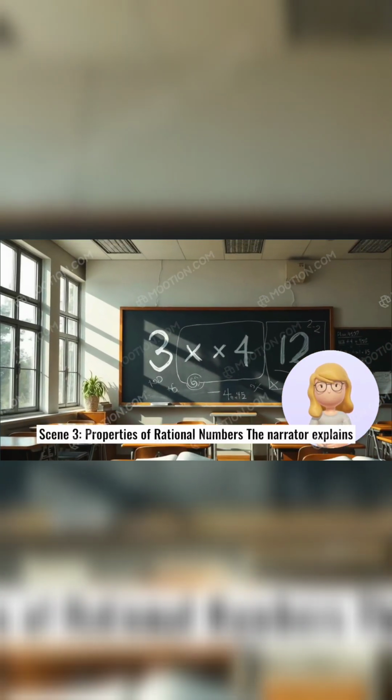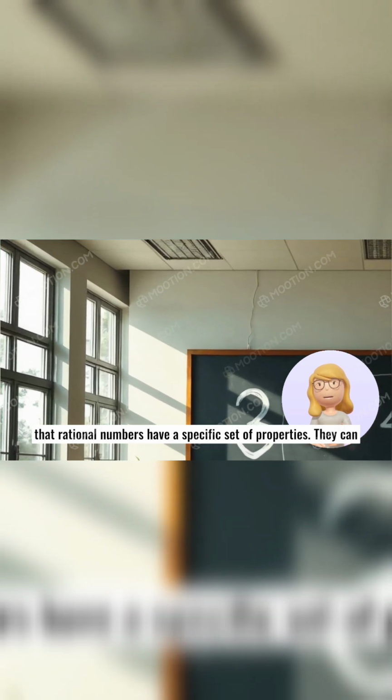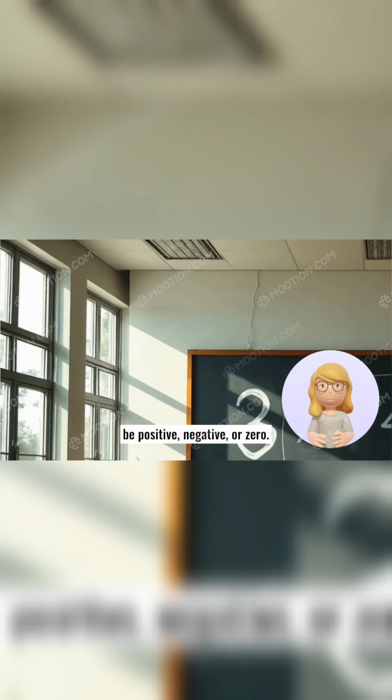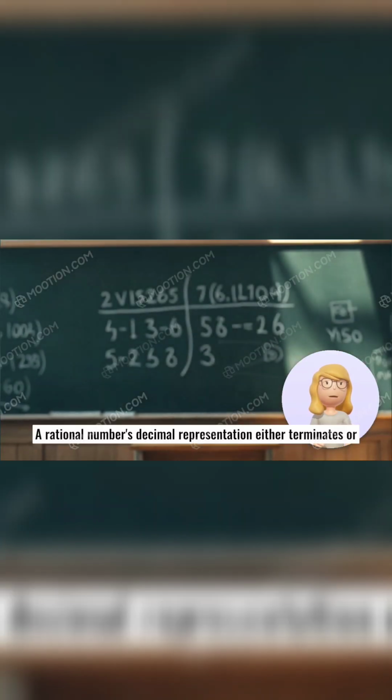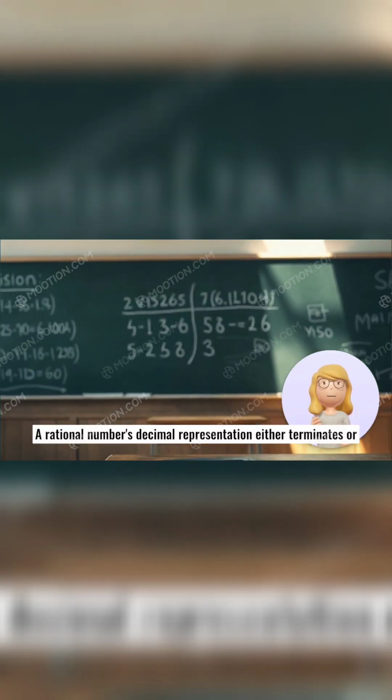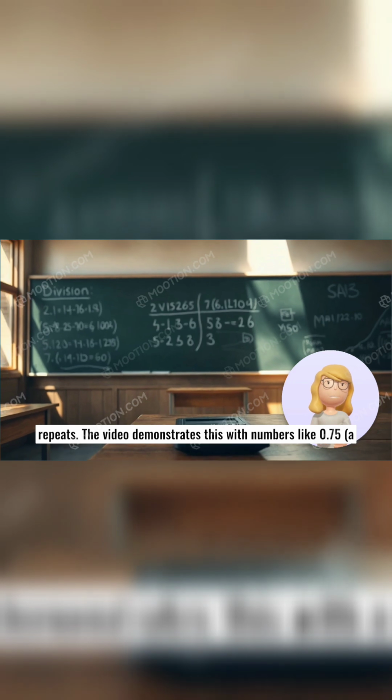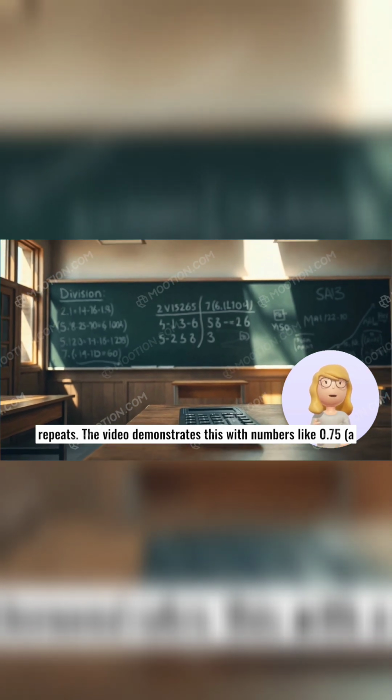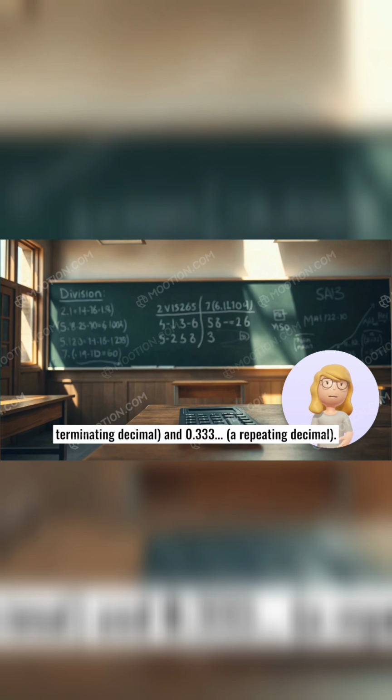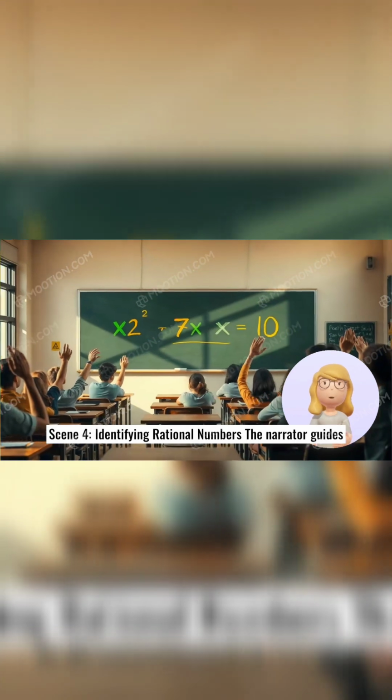Scene 3. Properties of rational numbers. The narrator explains that rational numbers have a specific set of properties. They can be positive, negative, or zero. A rational number's decimal representation either terminates or repeats. The video demonstrates this with numbers like 0.75, a terminating decimal, and 0.333, a repeating decimal.